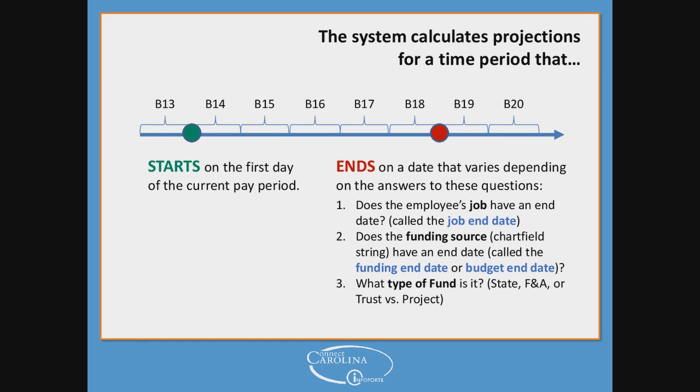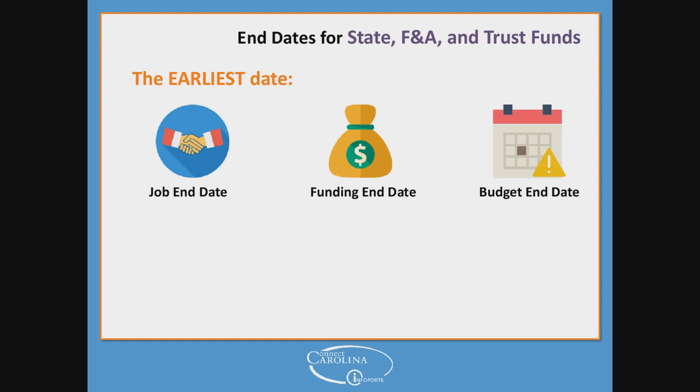So now we're going to break those down and look at them a little more specifically in 2 groups. So we're going to look at state F&A and trust first, and then we're going to move on to project. So for state F&A and trust funds, the system is going to use the earliest of those 3 dates. So the job end date, the funding end date, and the budget end date. Because again, if the person's not working, we're not going to project for them. If the funding source is expired, there's no money to project for them. And if the budget period is over, in this case, it's the end of the fiscal year, then you can't spend the money past when you're allowed to.